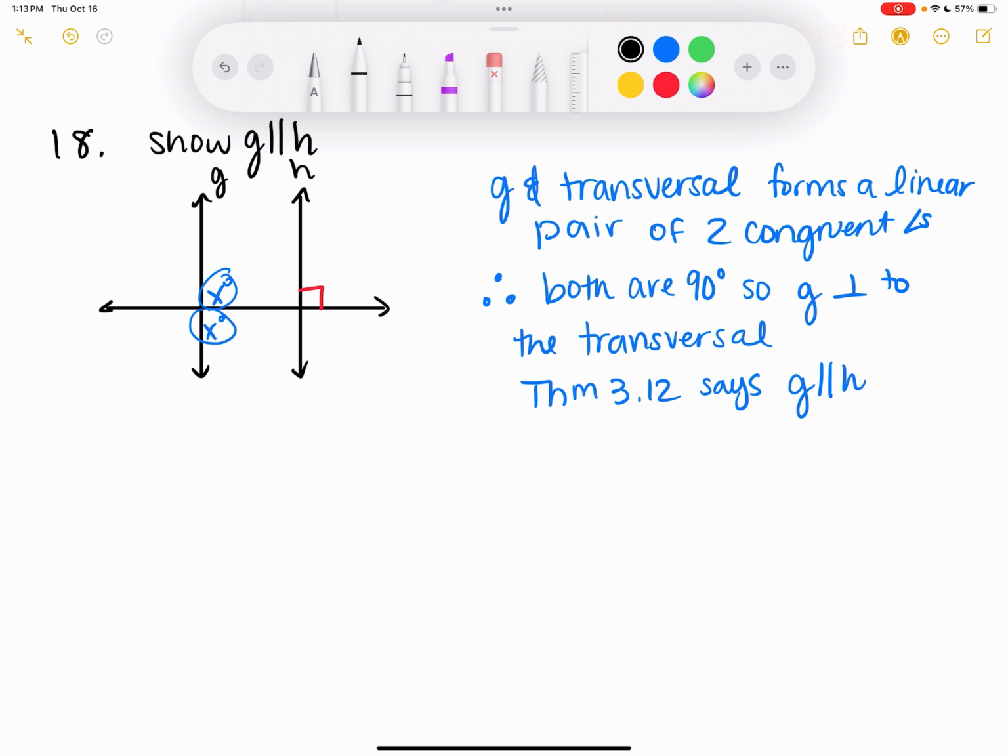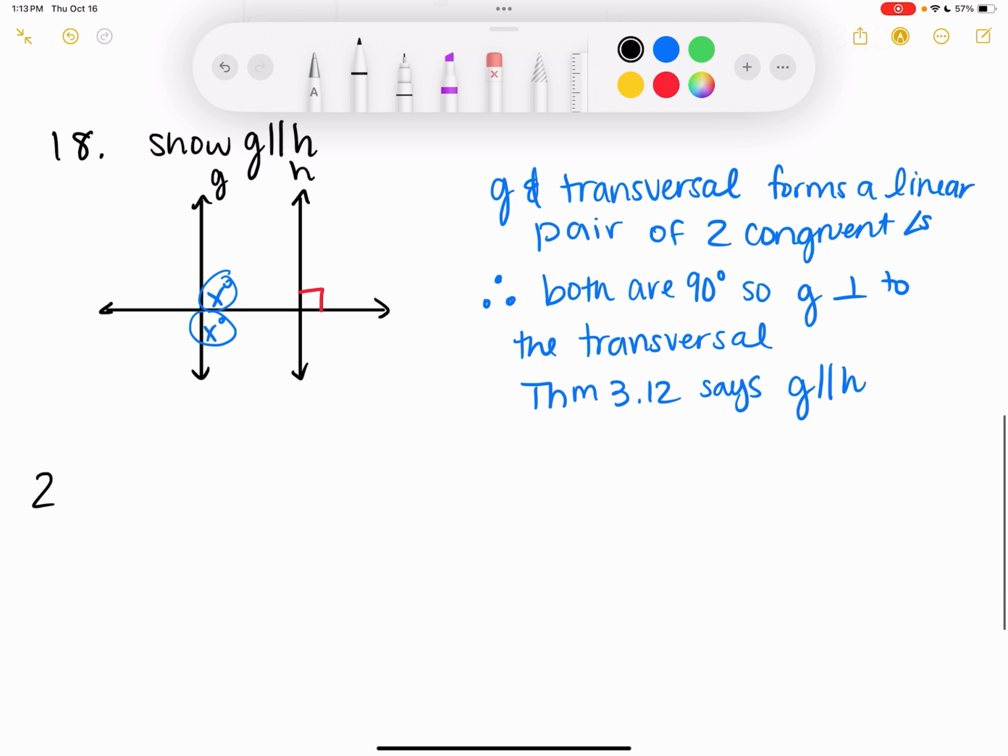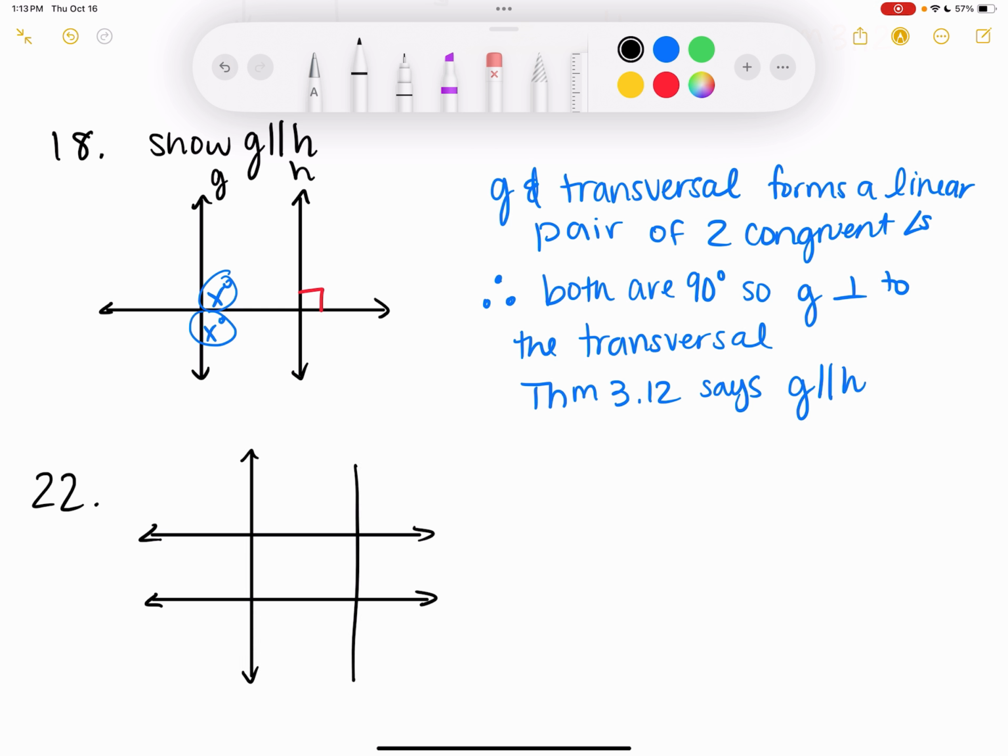22. Determine which lines, if any, must be parallel and explain your reasoning. So we're given a picture and we have to tell if the lines are parallel or not. So we have 2 lines going this way and 2 going up and down. This is H, J, K, and G. And then they have angles marked for us.